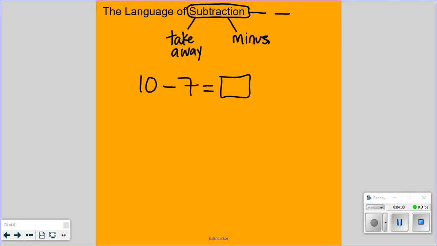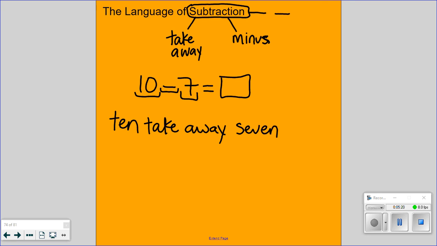Now, when I translate this to English, I'm thinking about the meaning of these symbols. So, what does this symbol mean? 10. What does this symbol mean? But what does minus mean? Take away. Let's use some English that we know. Take away. I can picture that. And that's what we're writing. I've got 10 things, and I'm taking away. What does this symbol mean? 7.